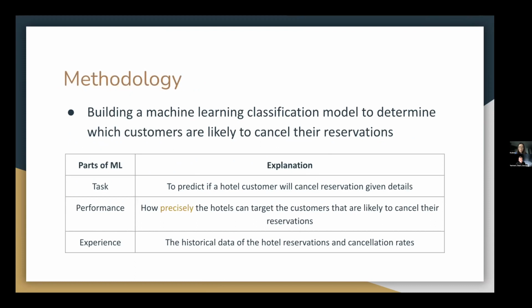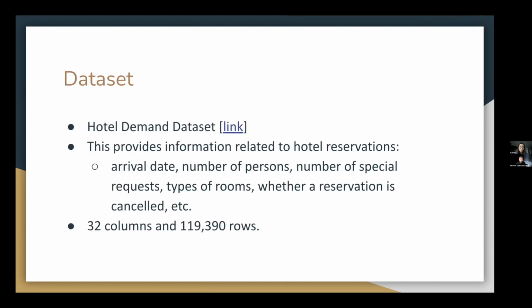to cancel their reservations, and to frame our project in terms of the ML task, performance and experience: the task is to predict if a hotel customer will cancel their reservation given the reservation details. The performance is how precisely the hotel can target the customers that are likely to cancel their reservations, and how we quantify that we will mention more in the performance metrics section. And the last one is the experience, which is the historical data of the hotel reservations that our model will learn from to improve its performance on the task.